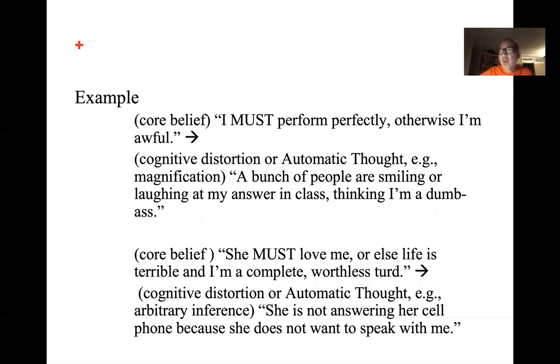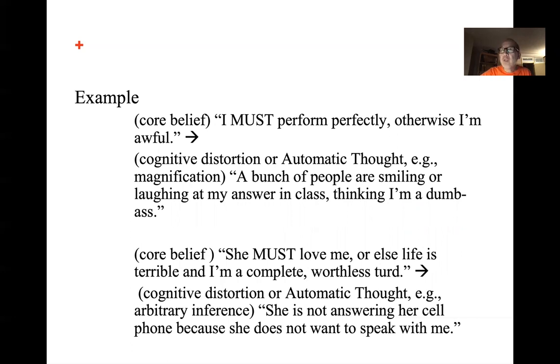So if someone says to themselves, "Oh, I'll never get a date," that arises from the absolutistic core belief that I must be accepted, something like that. He would work with the client to help them examine the reality or the accuracy of that automatic thought. Now, for Ellis, it was the reverse.